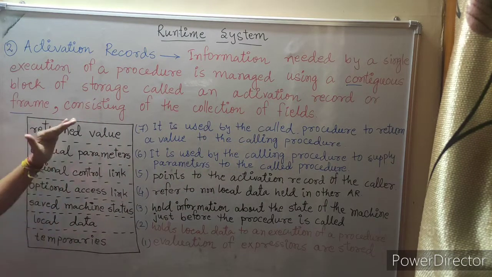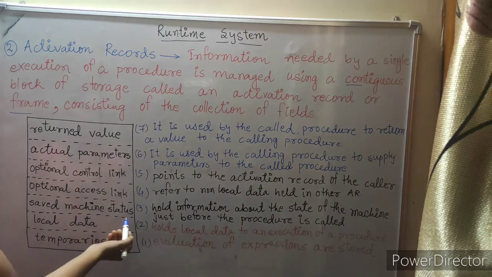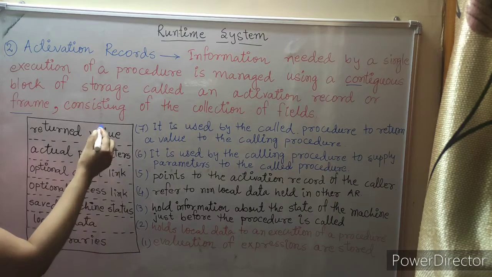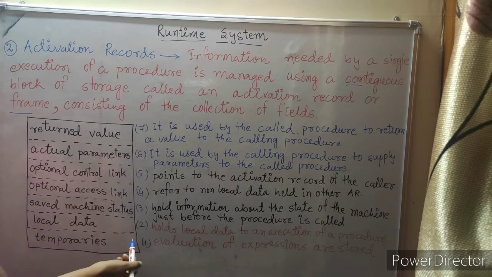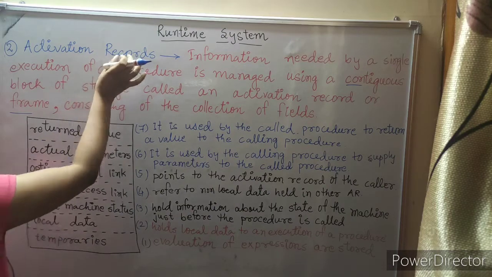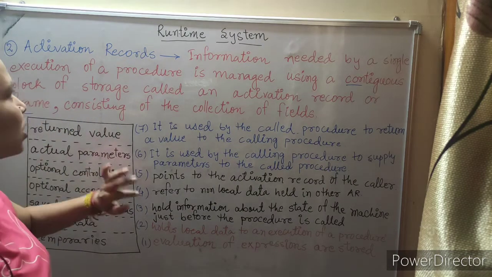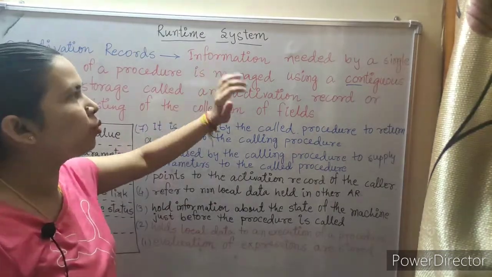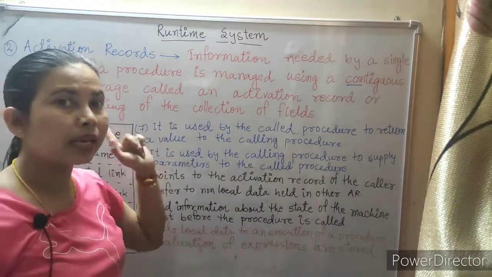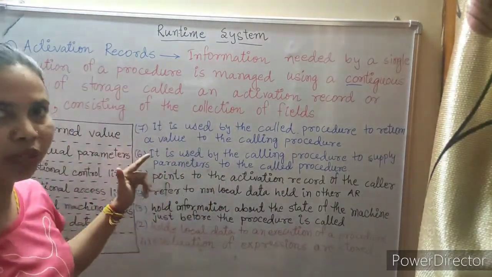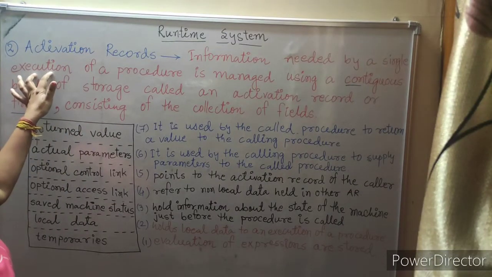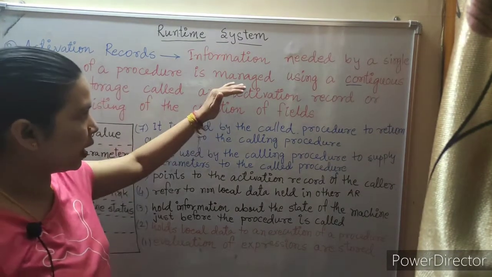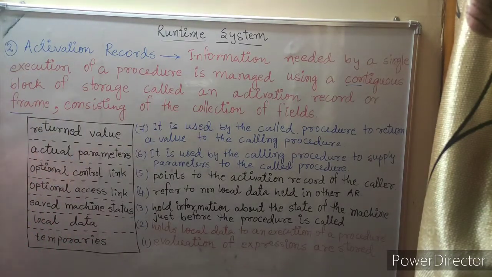It consists of a collection of fields. An activation record is a collection of fields. These are the fields: returned value, actual parameters, optional control link, optional access link, saved machine status, local data, temporaries. These are the collections of fields, and then it is called the activation record or frame. And what is the activation record? It is the information in a program needed by a single execution. Whenever we execute a program, that is a single execution. If it is given by this, then it is called an activation record.